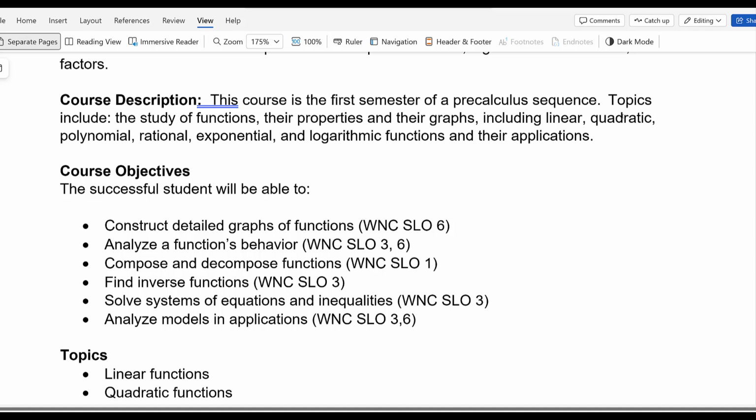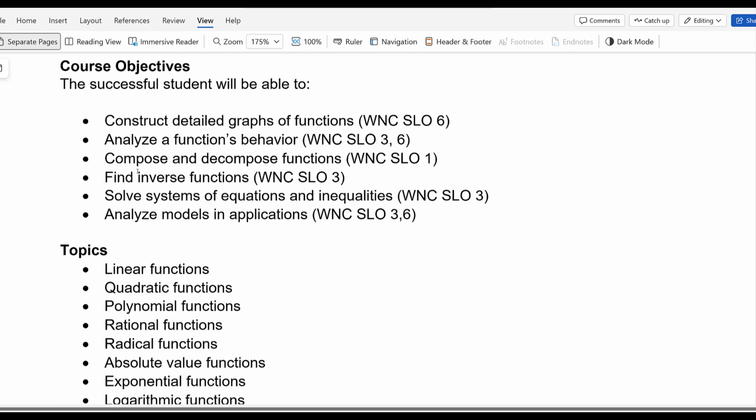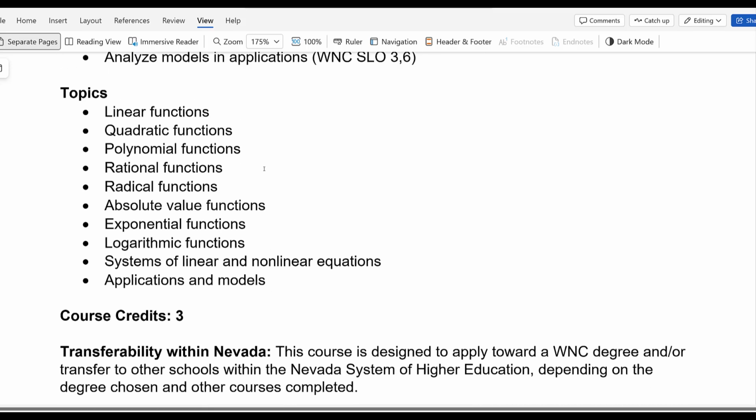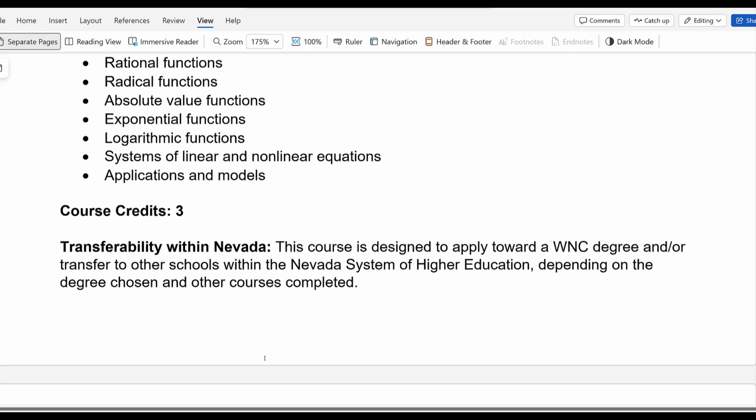So the next one is 127, and that's going to be the trigonometry part. Topics include study of functions, their properties, and graphs, including linear, quadratic, polynomial, rational, exponential, and logarithmic functions and their applications. Successful students will be able to construct detailed graphs with functions, analyze a function's behavior, compose and decompose functions, find inverse functions, solve systems of equations, analyze models and applications. And then here's our overall list of topics, so you can read those.